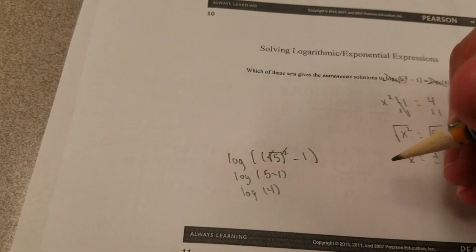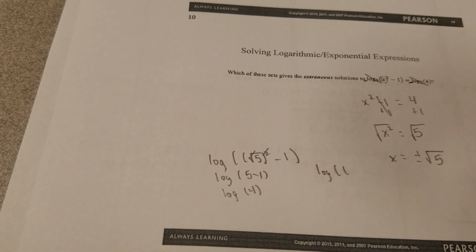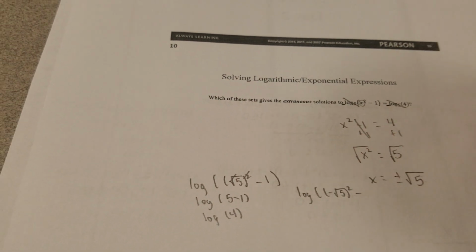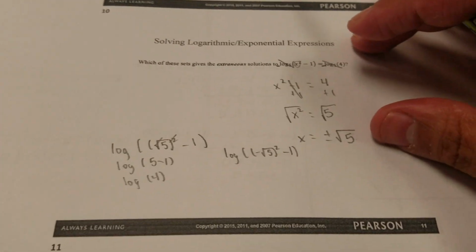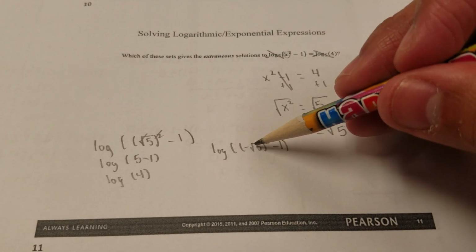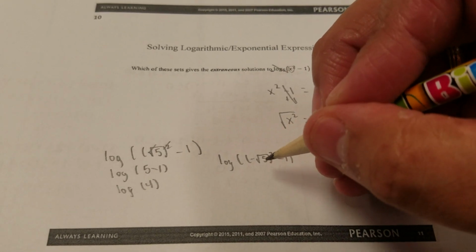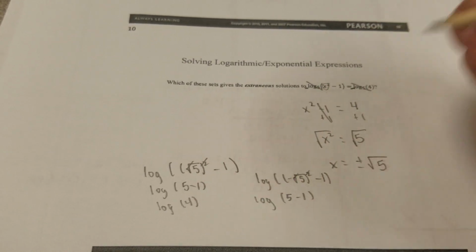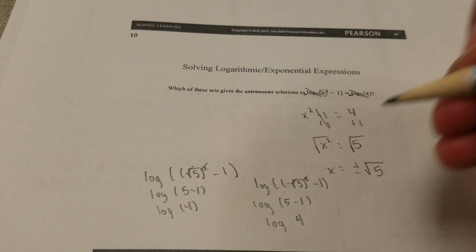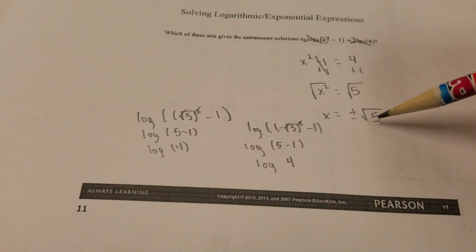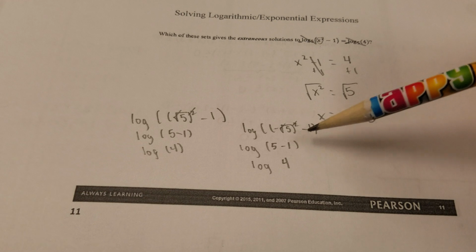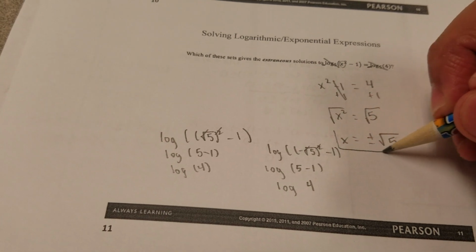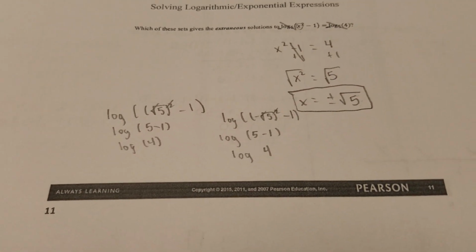Now I'm going to do it with the negative square root of 5. So I'm plugging in a negative square root of 5 for x. This is what I want you to pay attention to. If I square a negative, then it turns positive. So this is positive 5 minus 1, which is log base 4. So be careful. It doesn't mean your answer cannot be negative. It just means you can't have negative inside the log, which when I square it, becomes positive, so there's no problem. So both of these are the answer.